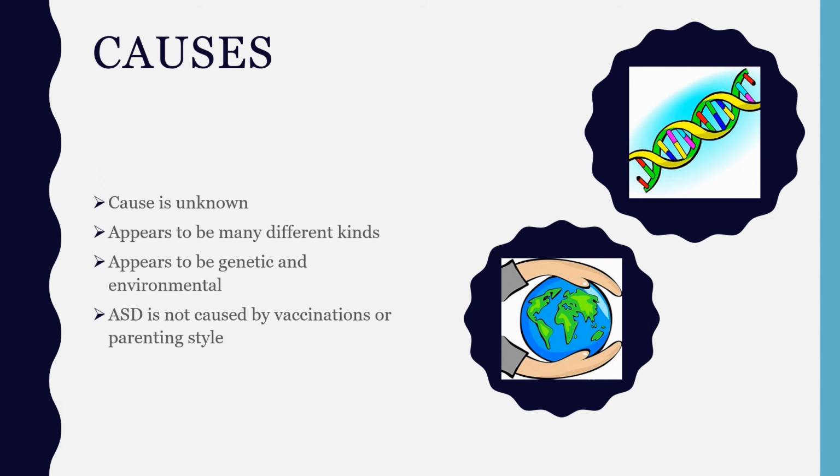So now that we know that it's happening more often, why is autism happening more often, and why does autism happen in any form at any time? And the short answer is we don't know. The cause of autism necessarily is unknown. There appears to be many different kinds or strains of autism. There appears to be both genetic and environmental reasons.